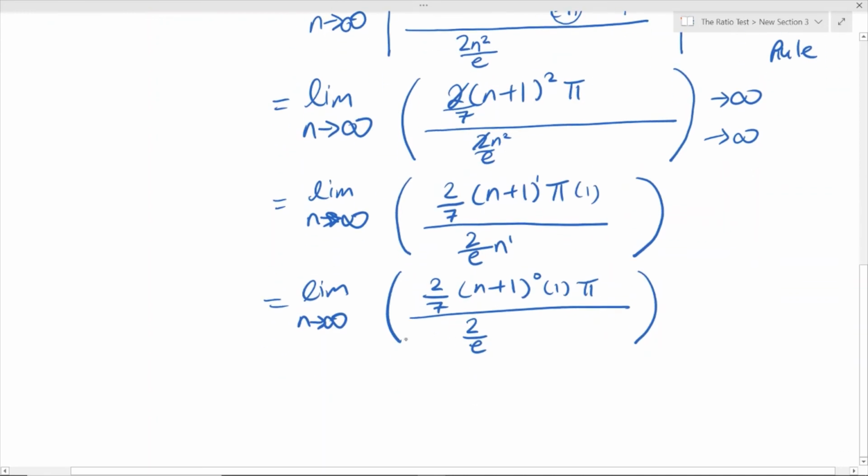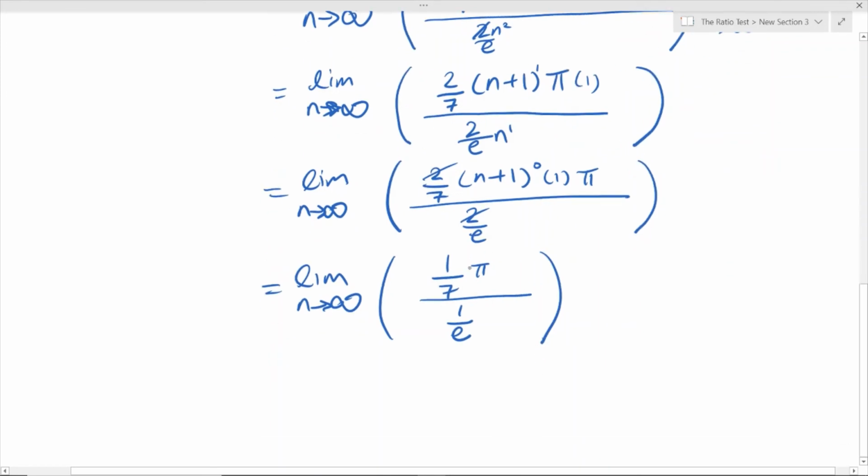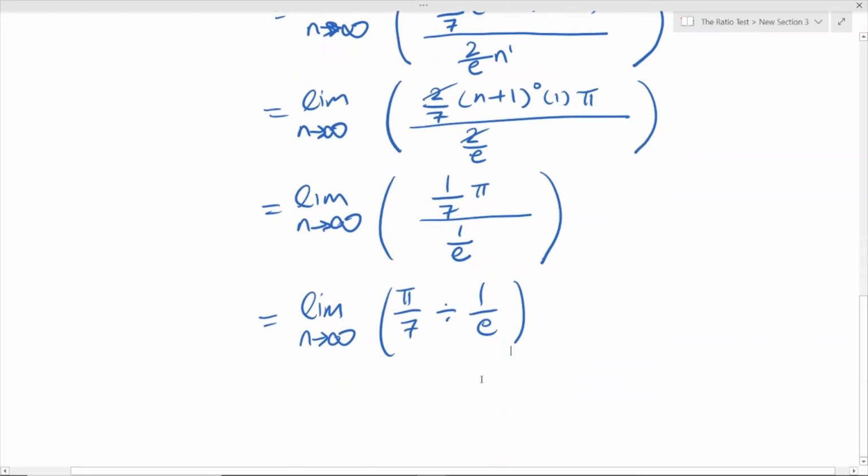So we get, in the end, oh, by the way, we can cancel these 2. So we are going to get 1 over 7. This is going to be 1 as well, times pi here, all over 1 over e. And then from here, we can divide. So pi over 7 divided by 1 over e. We're going to rewrite it like this. It's pi times 1 here over 7, right? And then we can flip this second fraction because we have a division symbol right here. We change to multiplication. So it's just going to be pi over 7 times e over 1.